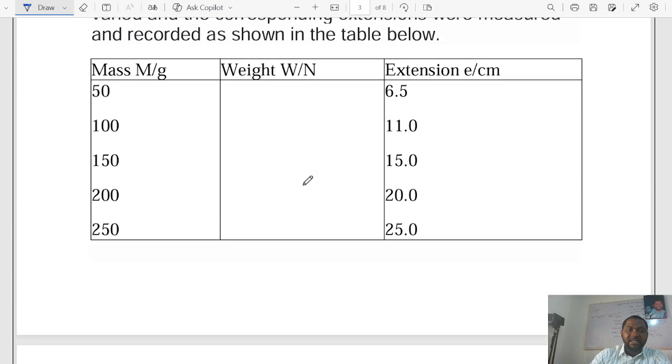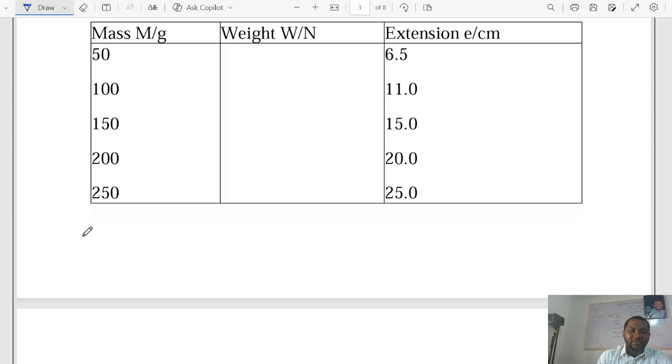Now, to convert mass in grams to weight in newtons, first of all, you divide the mass in grams by 1000, then multiply by the acceleration due to gravity, because weight is equal to mass times acceleration due to gravity, so you must multiply by 10. So you divide by 1000, then multiply by 10. By the time you do this, it means to divide by 100. So if I divide this by 100, I'm going to get the weight. I hope you understand that. Or you say 50 divided by 1000 times 10. That is the same thing as saying divide 50 by 100. I hope that makes sense.